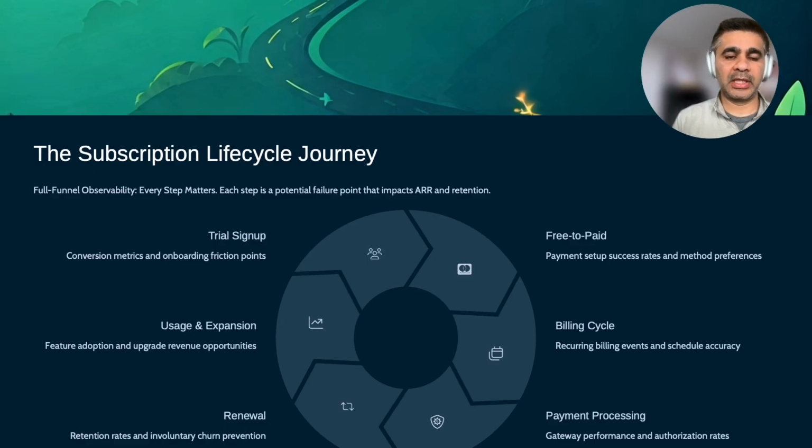Finally, usage and expansion. We monitor feature adoption and upgrade revenue opportunities here. Understanding how customers use our product helps us identify expansion opportunities and even prevent churn. The key insight here is that subscription observability requires monitoring through the entire customer lifetime, not just individual transactions. Each step in the cycle compounds over time, making the impact of failures much more significant than in traditional e-commerce business.